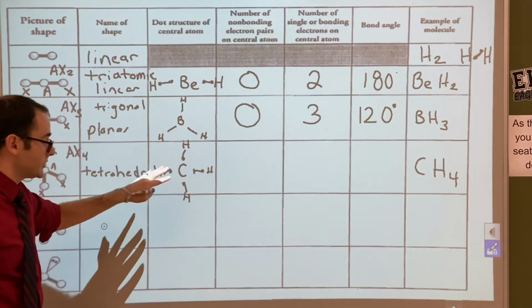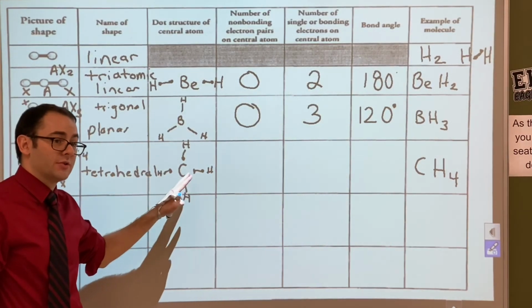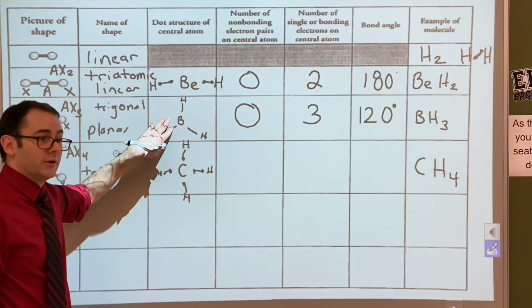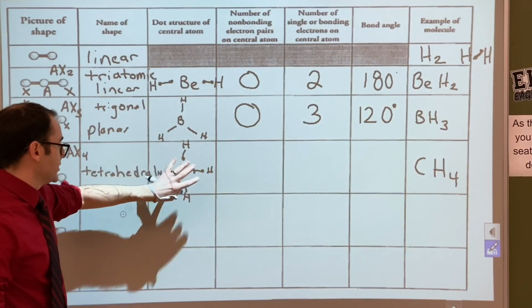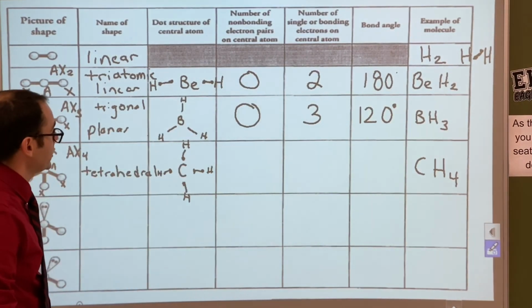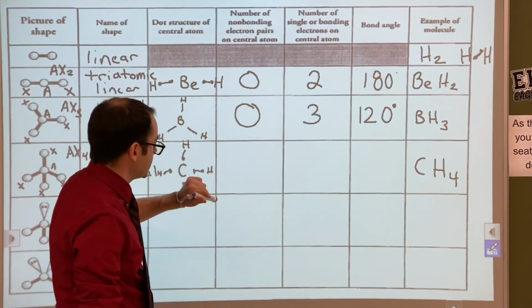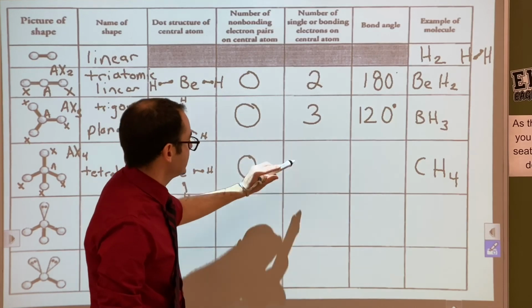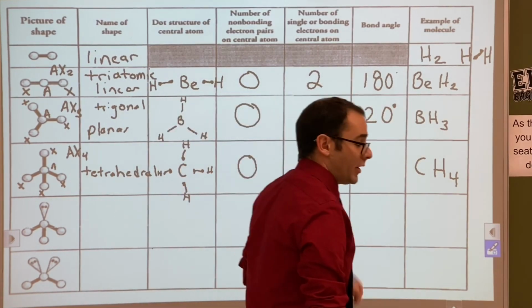And this is the first non-exception. How many electrons are around this carbon now? 8, and that's what it wants, right? How many were around this boron? Yeah, there were only 6, right? This one has 8, so this is great, okay? How many non-bonding electron pairs? Still 0, yeah, there's no extra electrons. And then how many single bonds? 4, okay. What's the angle?